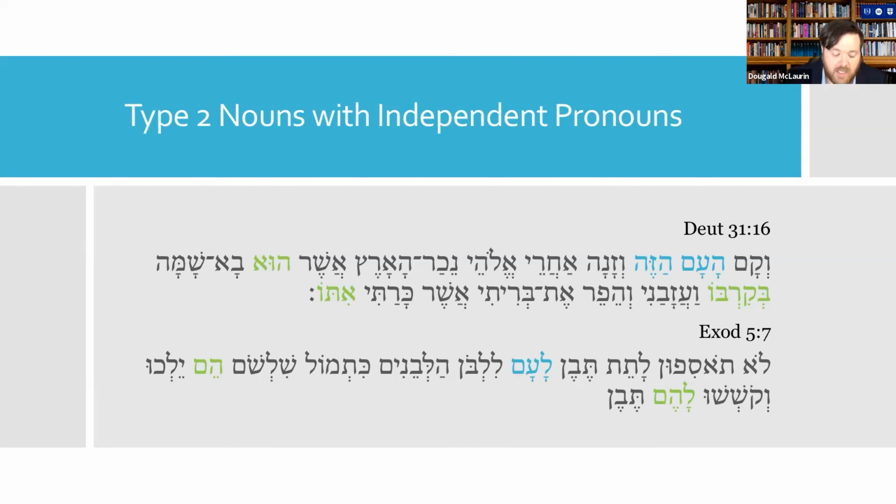Notice that there is no demonstrative in Exodus 5:7, and it is plural, more like a member level noun. Actually, that should say a member level noun. I'm sorry. So type 2 nouns may also refer to the collection or member level with cardinal numbers.